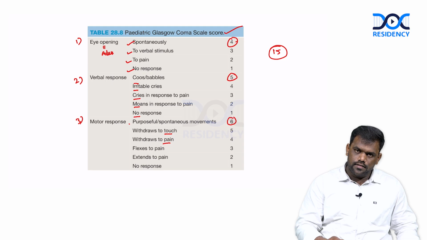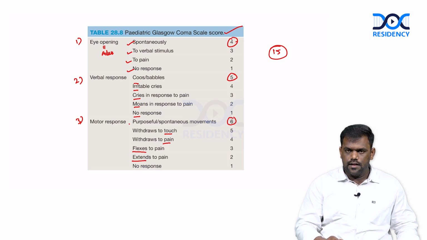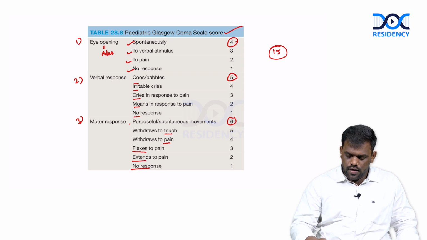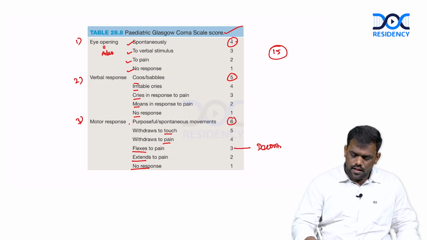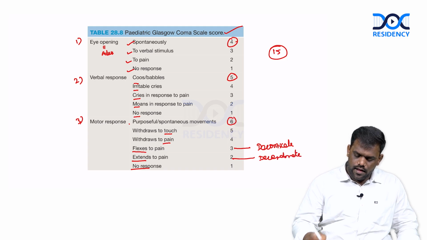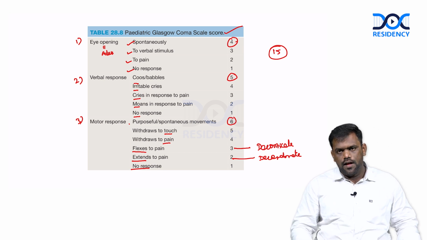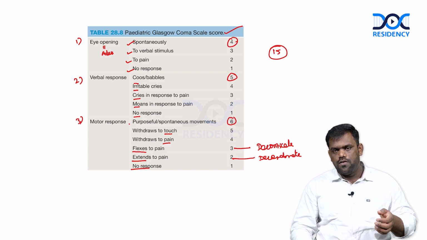Next, score 3 is whenever there is flexion to pain, like in the adult. Whenever it extends to pain, the score is 2. No response is 1, like decorticate and decerebrate in the adult. So the difference from the adult GCS is that all verbal responses are different, and scores 5 and 4 of the motor response are different from the adult.